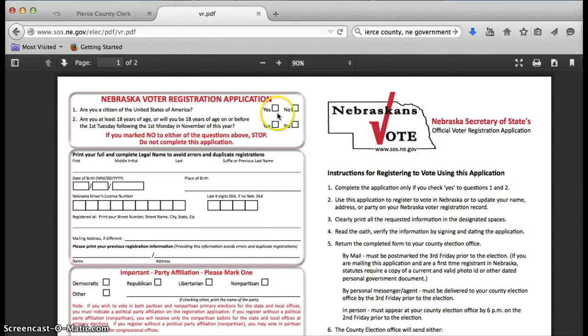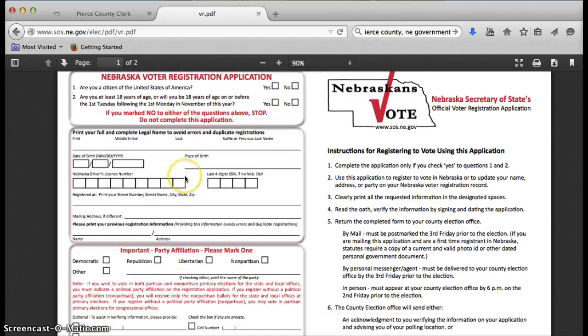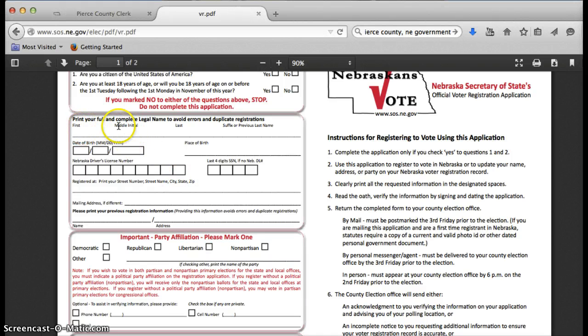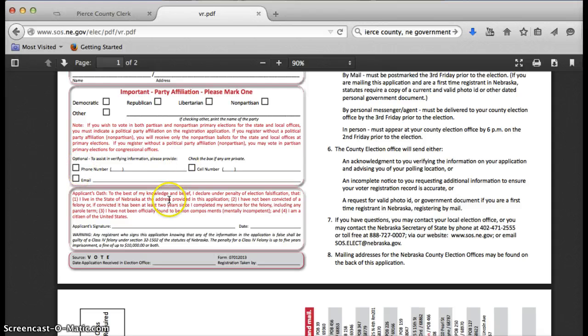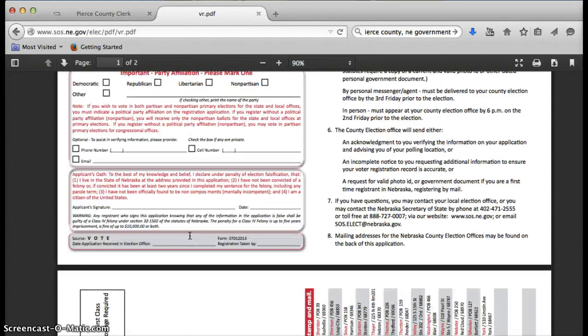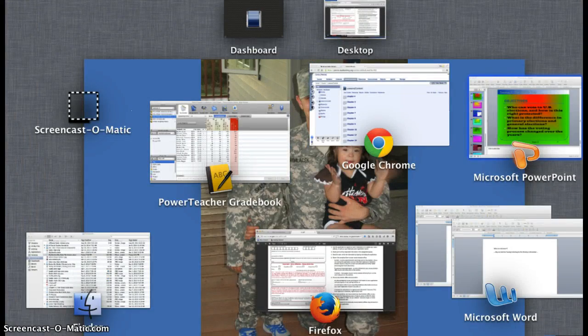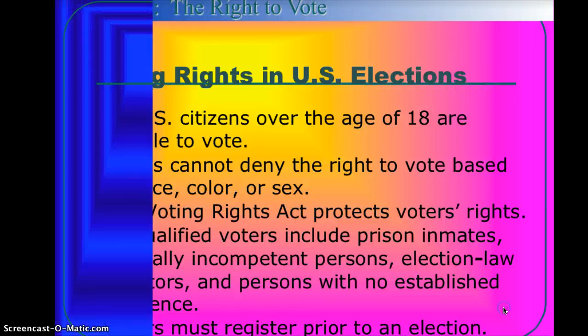Are you a citizen of the U.S.? Well, hopefully you're going to put yes. Are you 18 years of age? Will you be 18 years of age on or before the first Tuesday following the first Monday in November? Because that's when elections are. Then you simply put in your first name, middle initial, last name, date of birth, place of birth, driver's license number, and the last four digits of your social security number. Then, are you going to be a Democrat, Republican, Libertarian, nonpartisan, or other? Fill that information out. There you go. Okay, easy peasy Japanesey. So, register to vote, that's all you have to do.